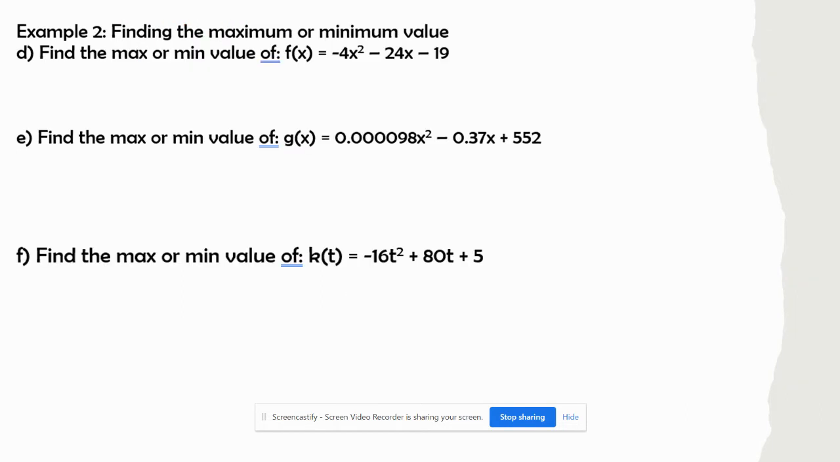So remember, the minimum or the maximum value is the y value of the vertex. So max or min value? Well, I'm looking at A. A is negative 4. So we are finding a max value.